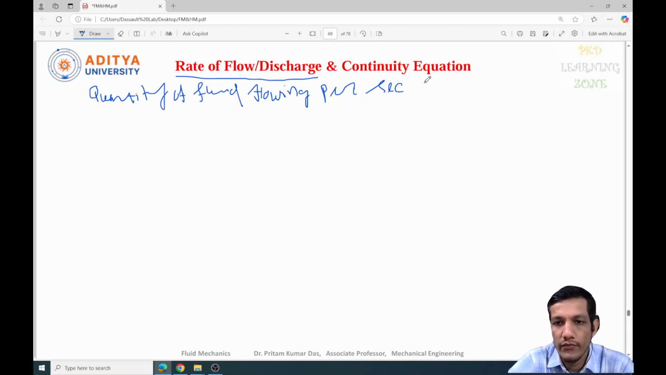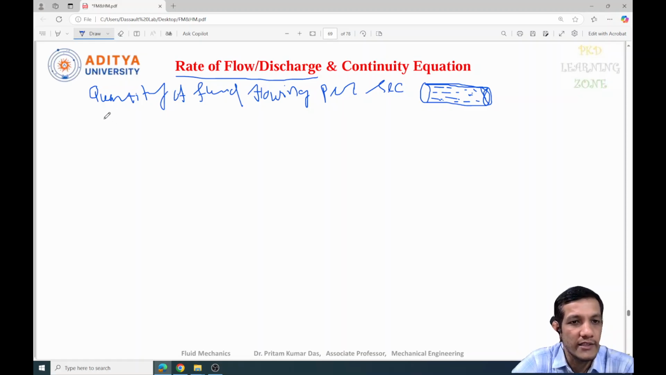So this is supposed to flow along a pipe. Suppose this is the pipe, and in it the liquid or fluid is flowing. So we need to see what the quantity is here, in the pipe, and then we talk about the volume of the fluid. This is known as the rate of flow or discharge, and it is denoted by a capital Q. This is the definition and the notation of the rate of flow or discharge.